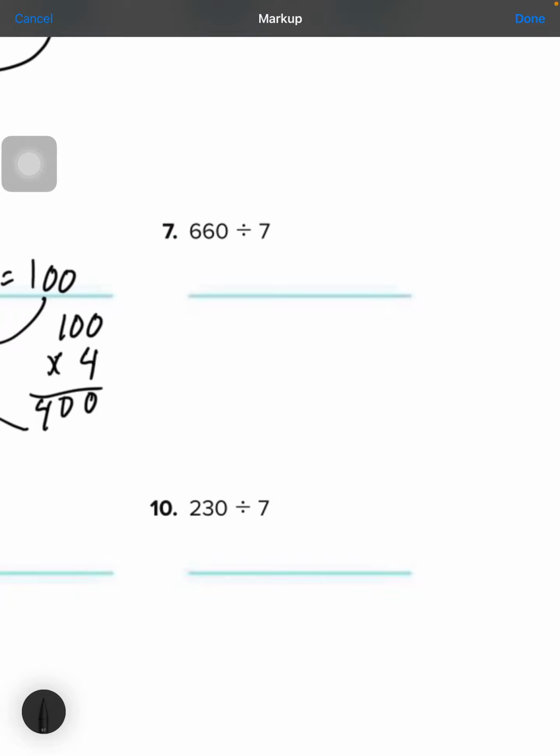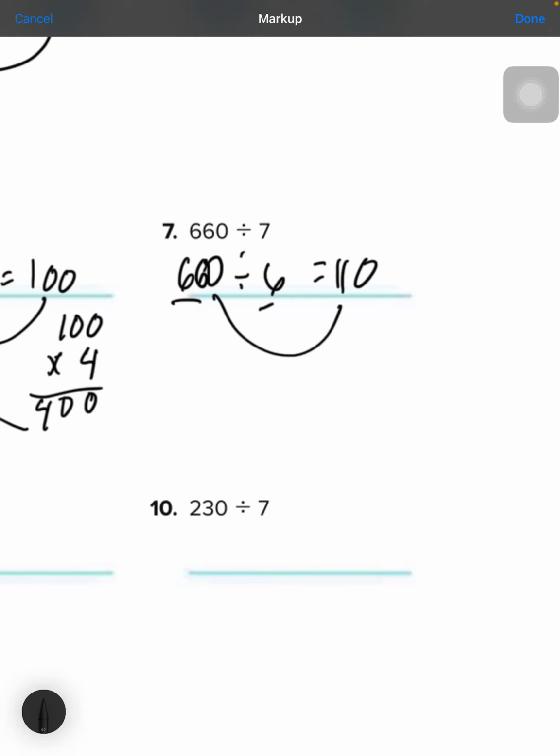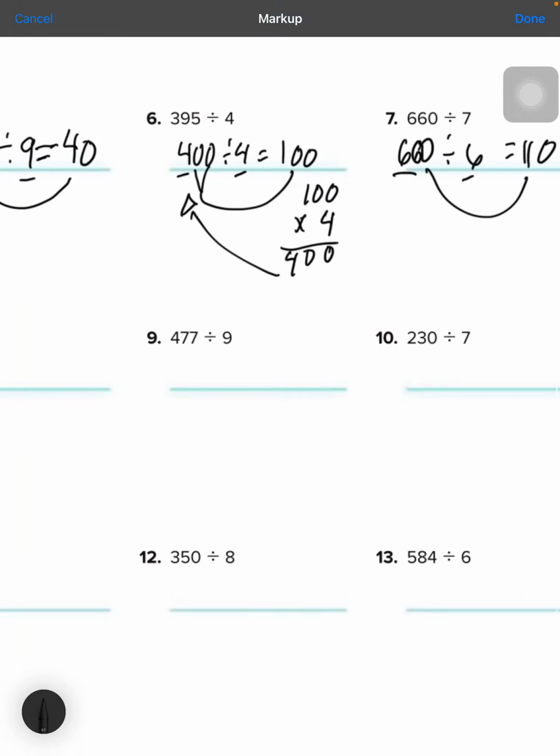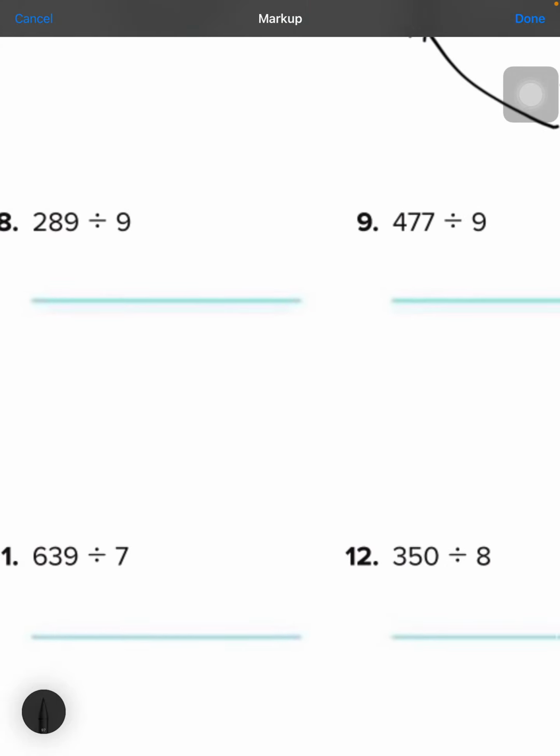Number 7. Let's see. 660 does not work well with 7. Let's do something wild. Let's change this one. You don't always have to change the dividend. So 660 divided by 6. 66 divided by 6 is 11. Bring the 0 over. You have 110. Sorry, that was kind of crazy there.